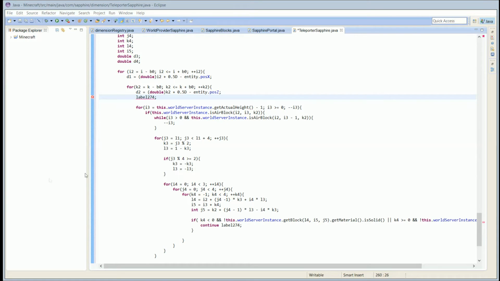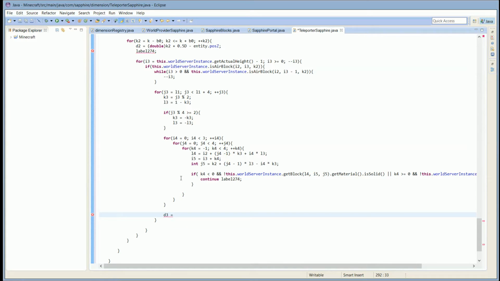Alrighty. So if we go 1, 2, 3, 4 outside of here, we're going to say D3 equals double I3 plus 0.5 D minus the entity dot position Y. And D4 will equal D1 times D1 plus D3 times D3 plus D2 times D2. And there you go.